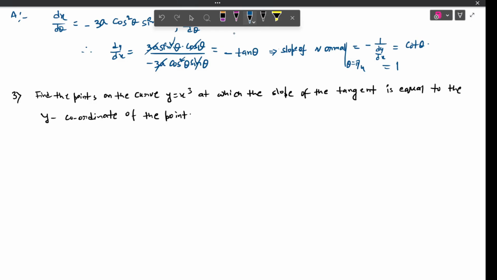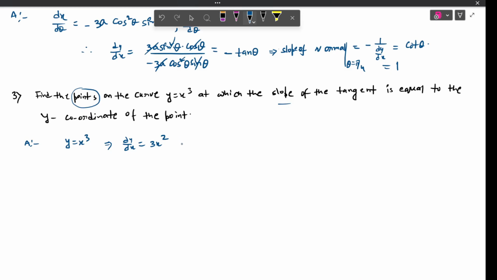Okay. So let's see the solution. The curve is given, y equals x cube. We have to find the points at which the slope of the tangent is equal to the y coordinate of the point. Now, the slope is dy by dx, so it would be 3x square.